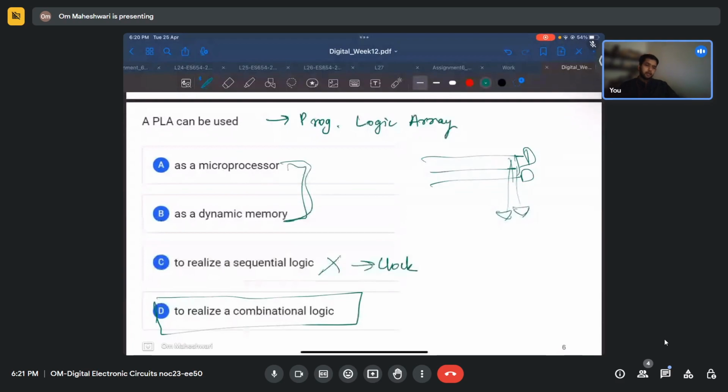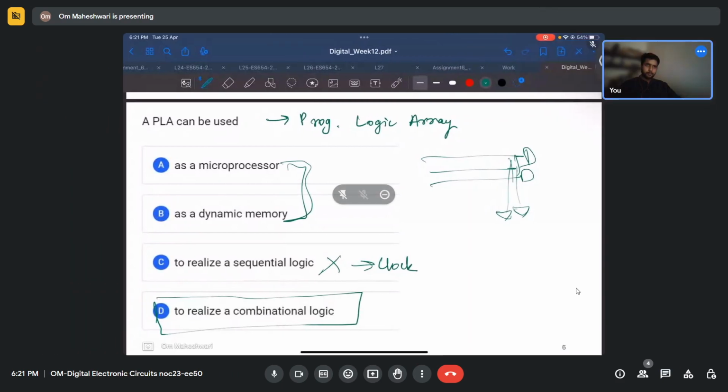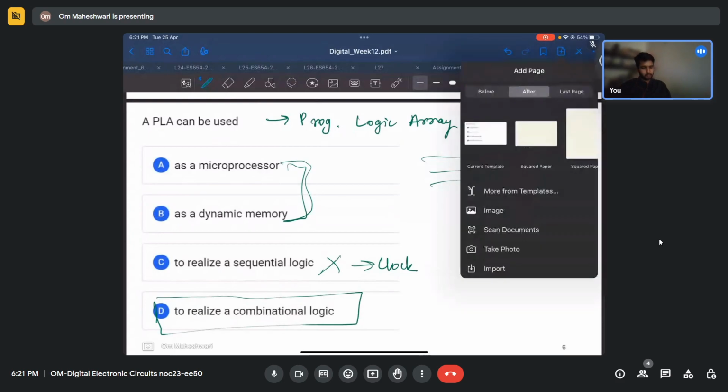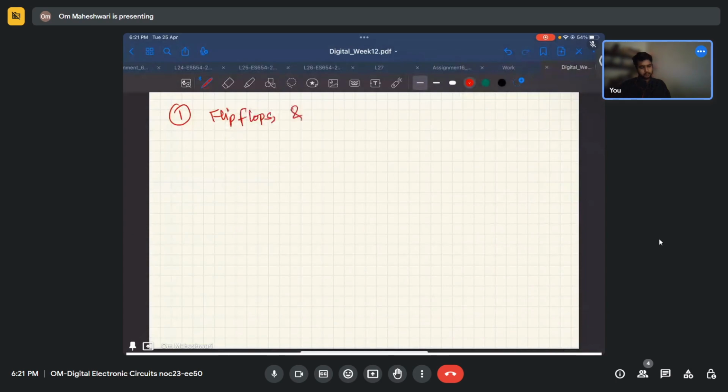Now, Jagannath, you're asking what are the important topics? Okay, so what I feel the important topics are, first of all, flip flops and circuits. Second is sequential circuits, which is like counters, etc. Machines.